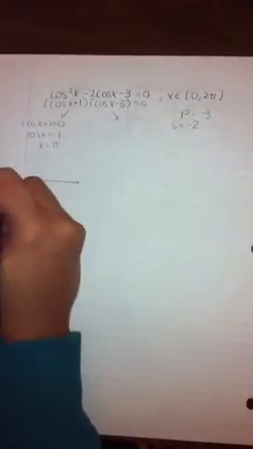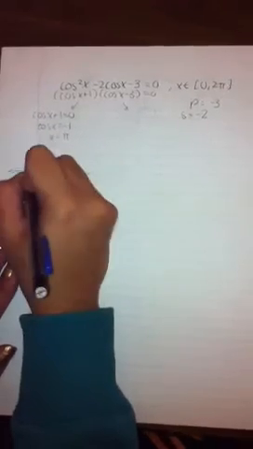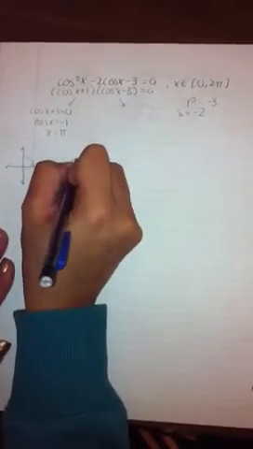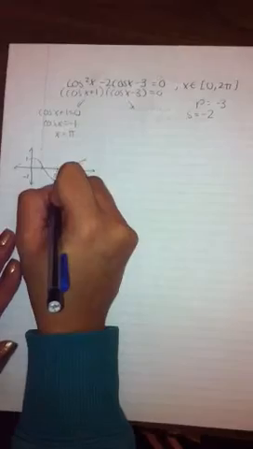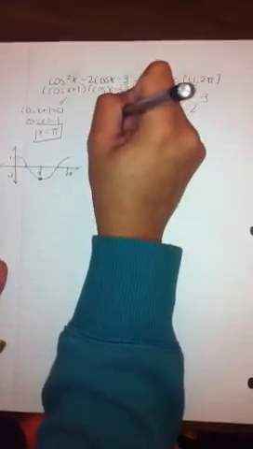This is 1, negative 1. And it only comes down to its minimum when x is equal to pi, so there's one solution. We just solve this side.